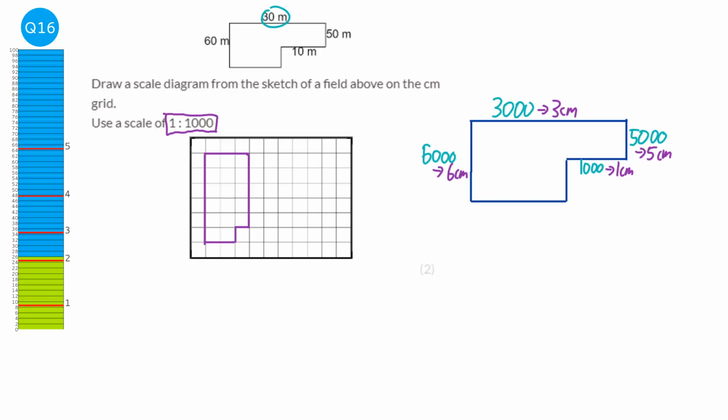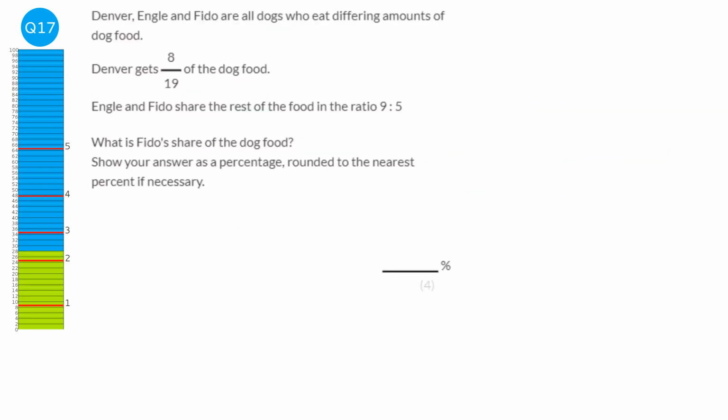And there we go. The first piece of information I'm going to focus on is the fact Denver gets 8/19. Denver gets 8/19, that means that Engel and Fido together must get 11/19 because they have to add up to 1. So we're only looking at 11/19.